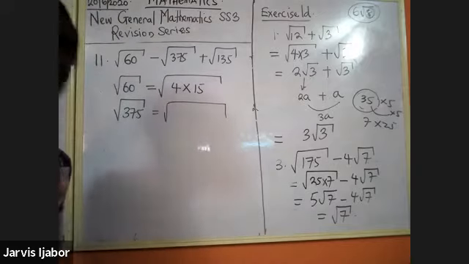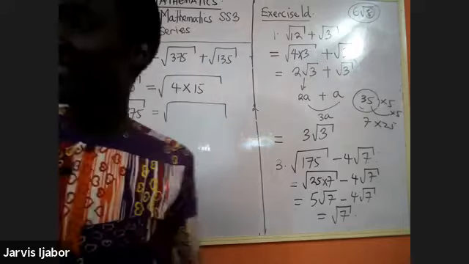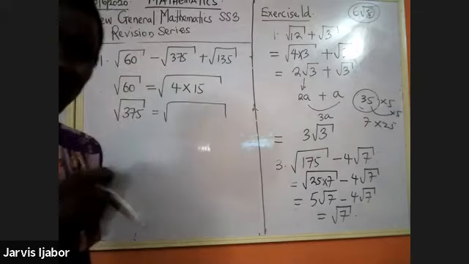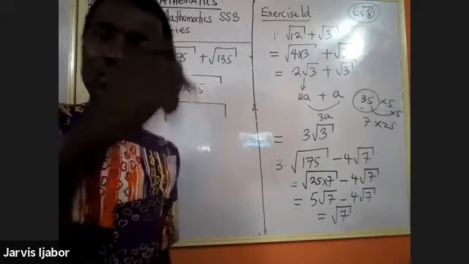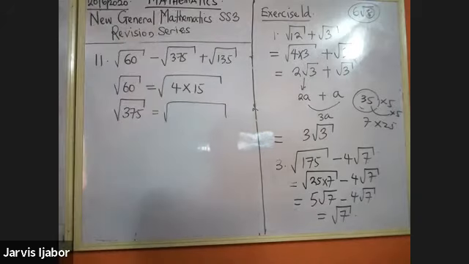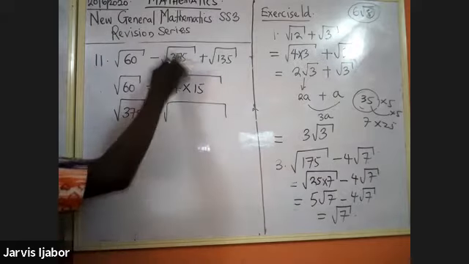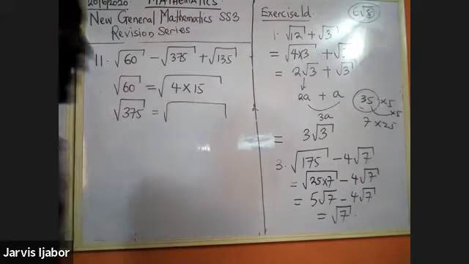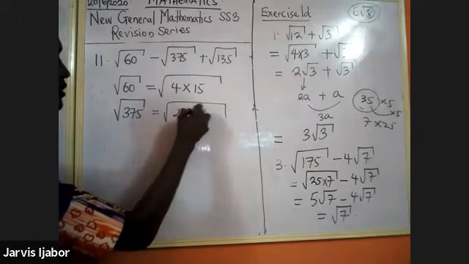Now, any number whose last digit is 5 and the digit before the last digit is 2 or 7 is divisible by 25. So I know that this number is divisible by 25 by just looking at it. So this will be 25 times 15.